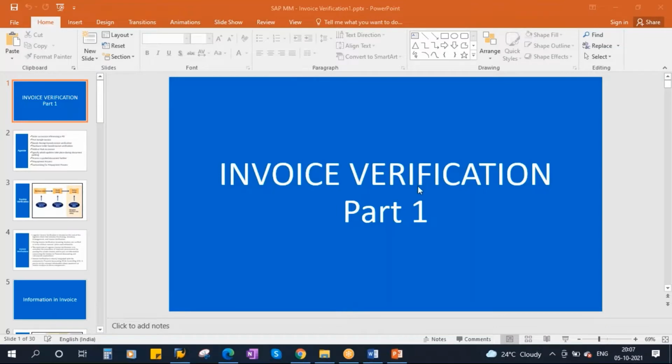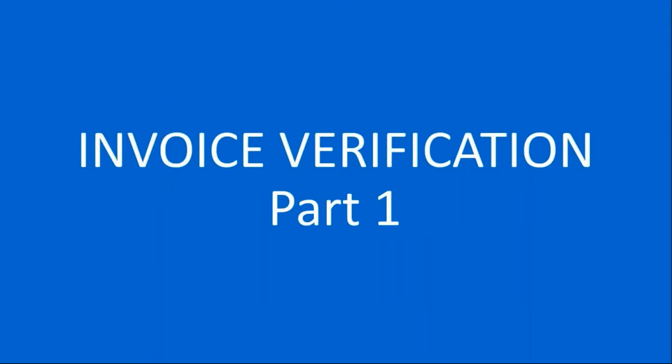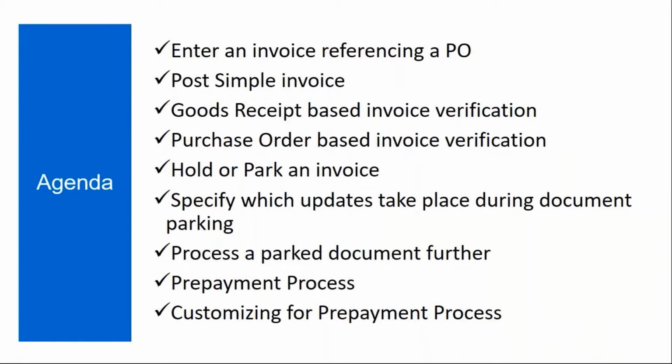Okay, so we'll be starting our next topic, that is invoice verification, part one. The topics we are going to cover in invoice verification part one are: enter an invoice referencing a PO, post a simple invoice, goods receipt based invoice verification, then purchase order based invoice verification, how to park an invoice, specify which updates take place during document parking, process a parked document further, and the prepayment process and customizing of the prepayment process. So these are the ones we will be covering in invoice receipt part one.